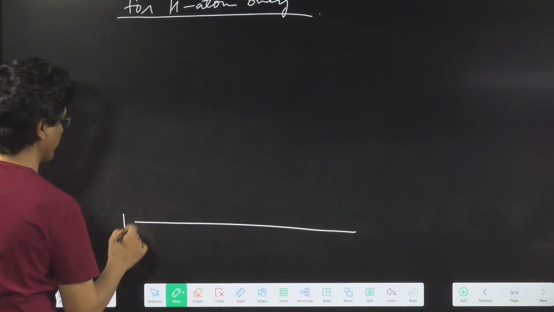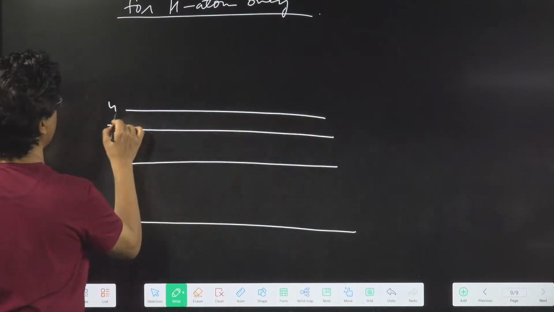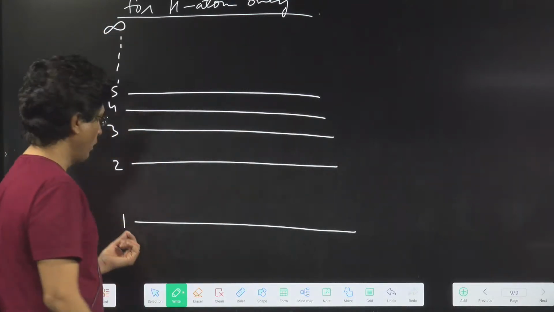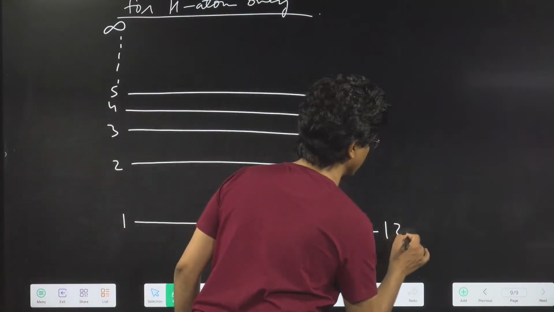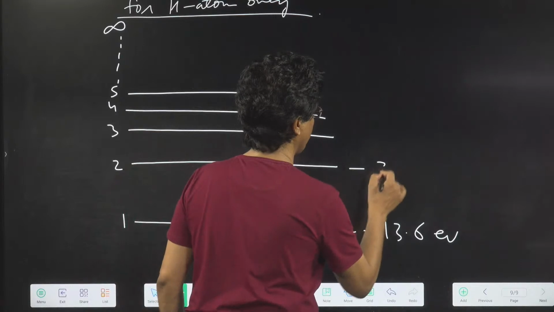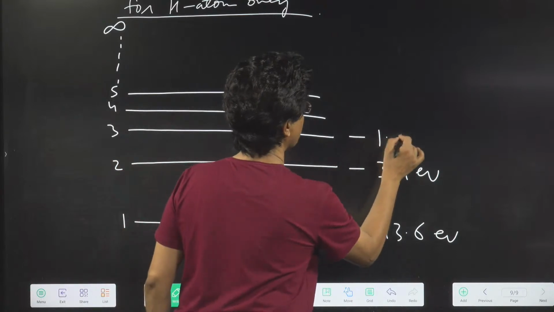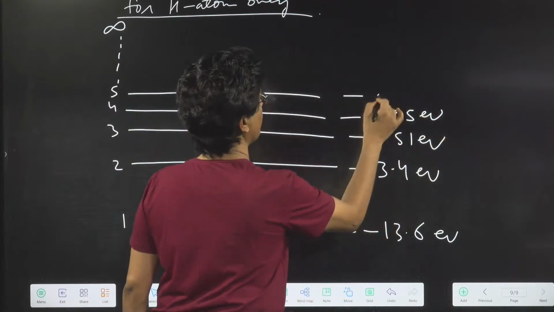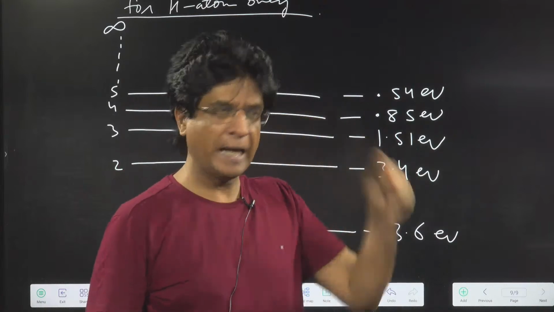Say this is orbit number 1, orbit number 2, orbit number 3, orbit number 4, orbit number 5, and so on, and orbit number infinity. You all know that the energy of orbit number 1 in hydrogen atom is minus 13.6 electron volt per atom. Agree or not? And minus 3.4 electron volt for the second orbit. For the third orbit, minus 1.51 electron volt, then minus 0.85 electron volt, and minus 0.54 electron volt. Learn these values. They're very important.